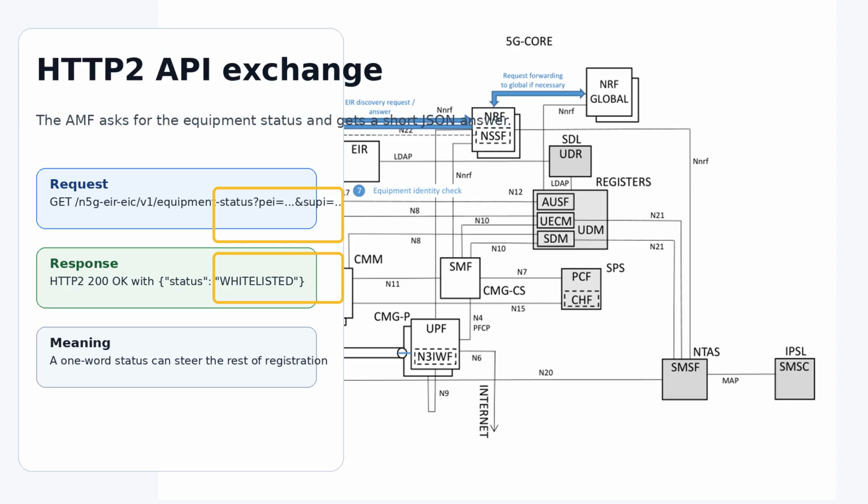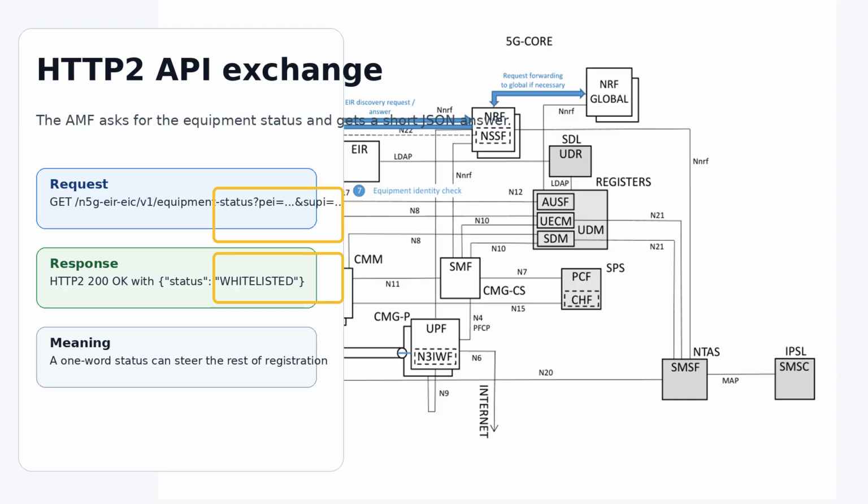The PEI alone tells you which device is under inspection, but the SUPI gives context about the registration attempt. Operators can use that context for auditing, correlation, and policy decisions. The service then answers with an HTTP 200 OK and a small JSON body containing a status field.